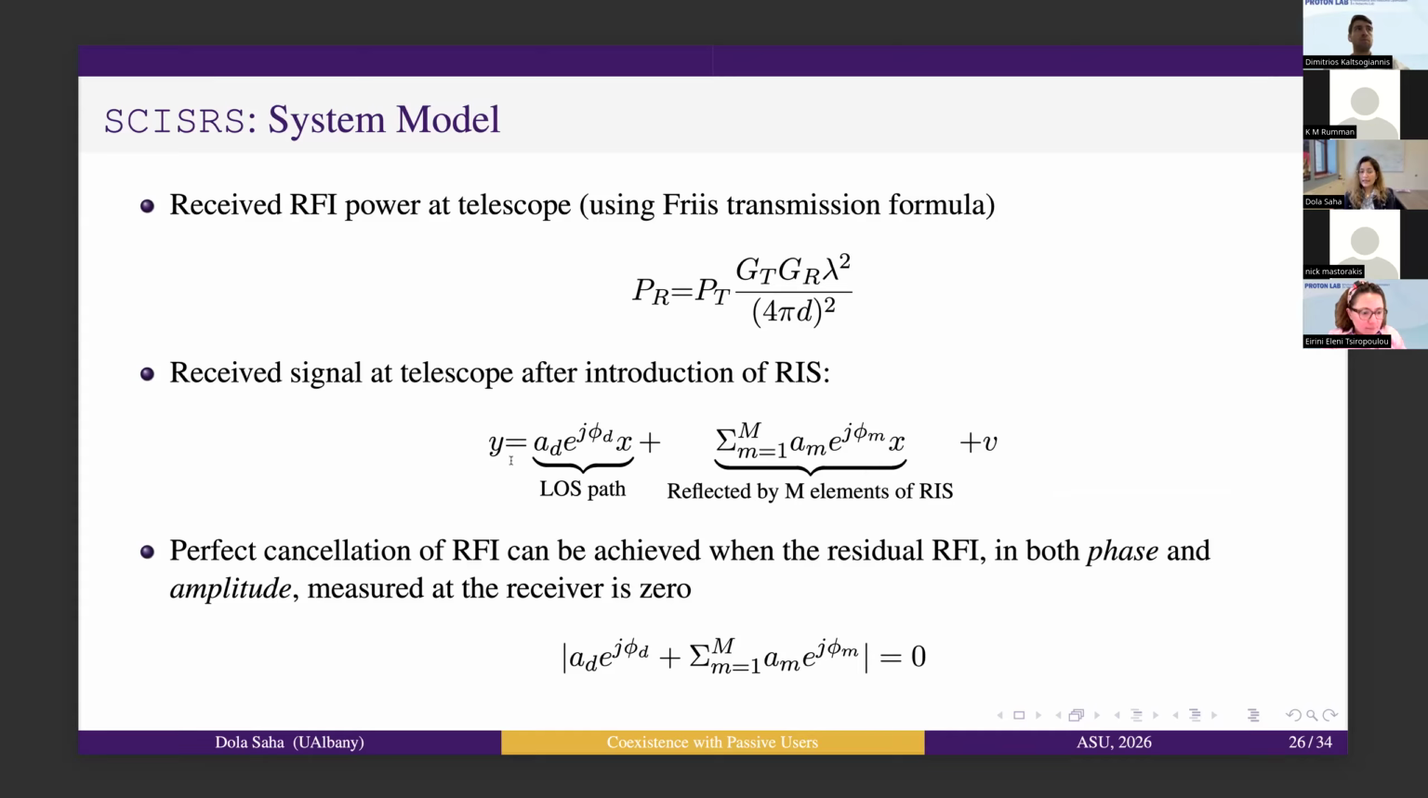So we have multiple elements in the RIS, and those will be used for reflection. And this will be the total signal that will be showing up at the telescope. But we can say that we have canceled it only when the summation of both the direct path as well as the reflected path ends up being 0. That's when a perfect cancellation happens.